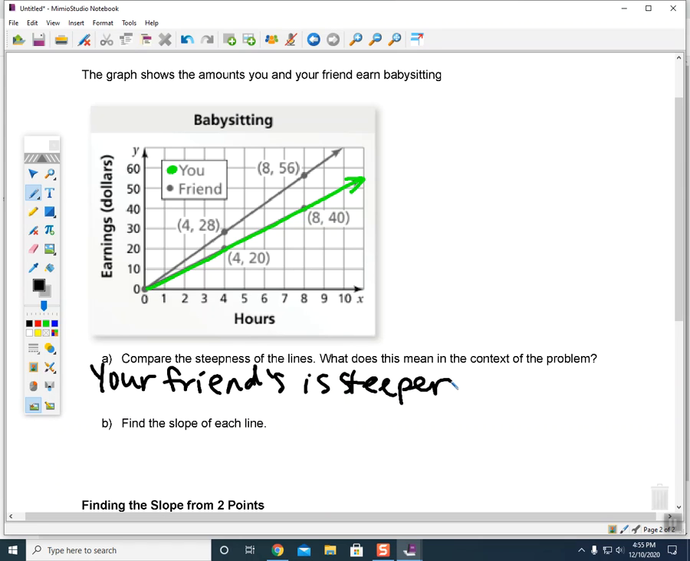And we kind of want to compare, right? So what does that mean? Well, if you look at, I've got the value of 4 here, and I have the value of 4 here. It's steeper, and so at the same x value, after 4 hours, my friend has made more money than me. So that's what that means, is the steeper my line is, my friend makes more money.